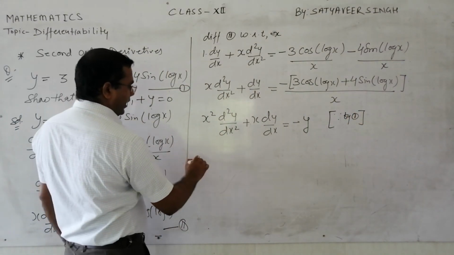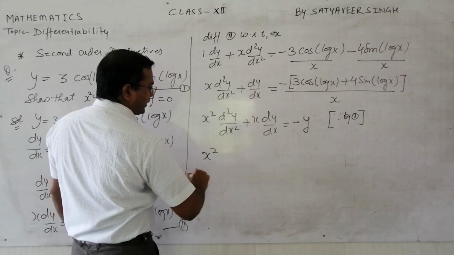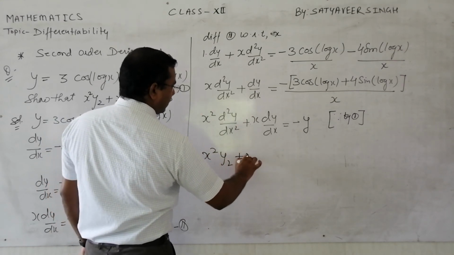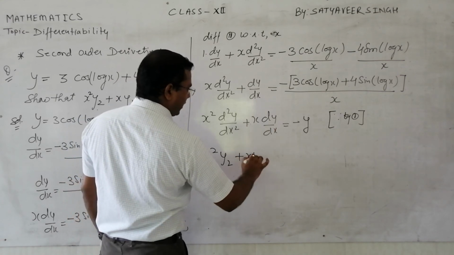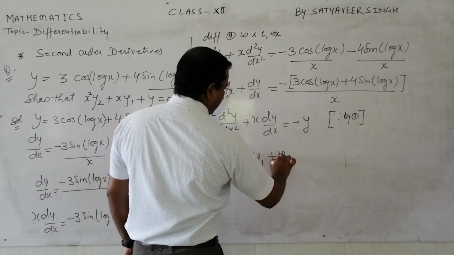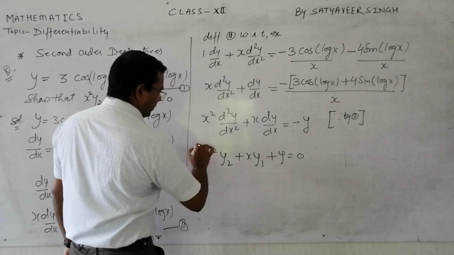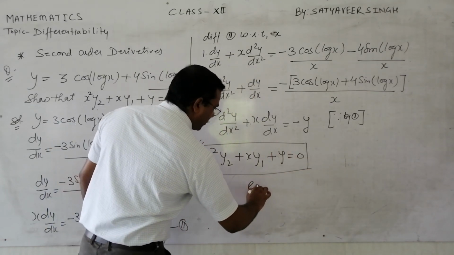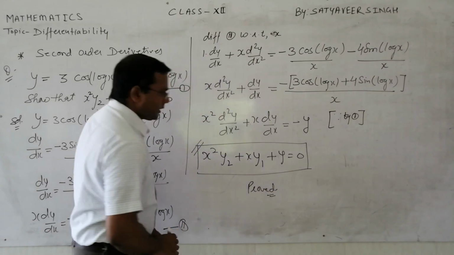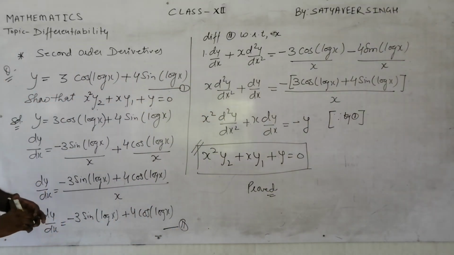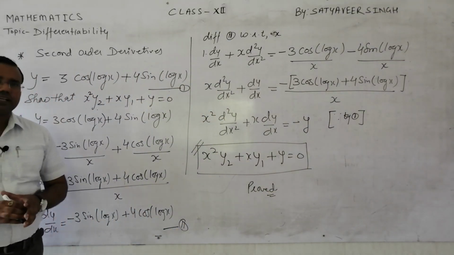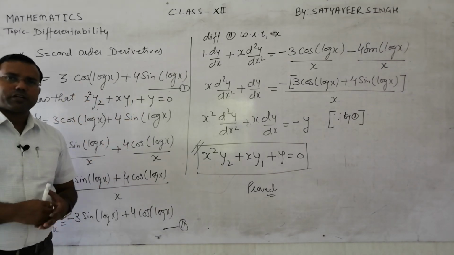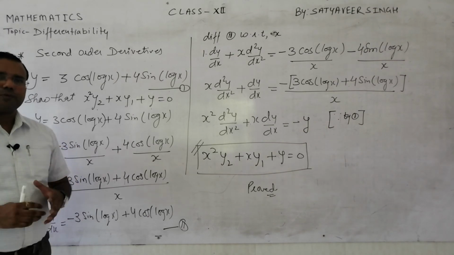So if you rearrange, transpose this, x square y2, where y2 represents d2y by dx square, and dy by dx you can represent by y1, plus y is equal to 0. This is the required result he wanted to be proved. So I hope you understood this. This is called second order derivative. See student, like this we can even find nth order derivative also, but that is beyond the scope of your syllabus.